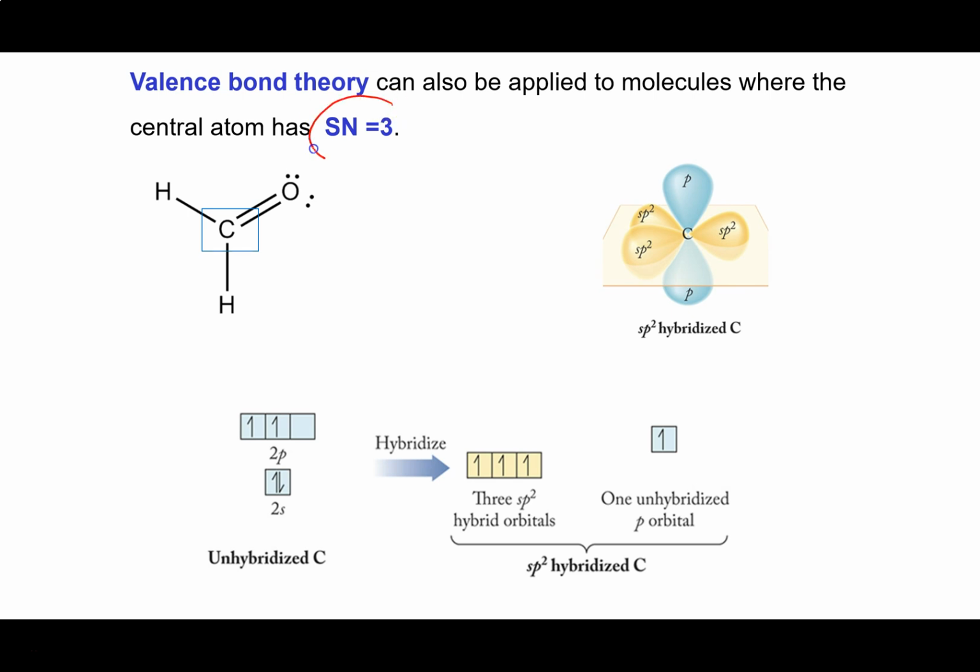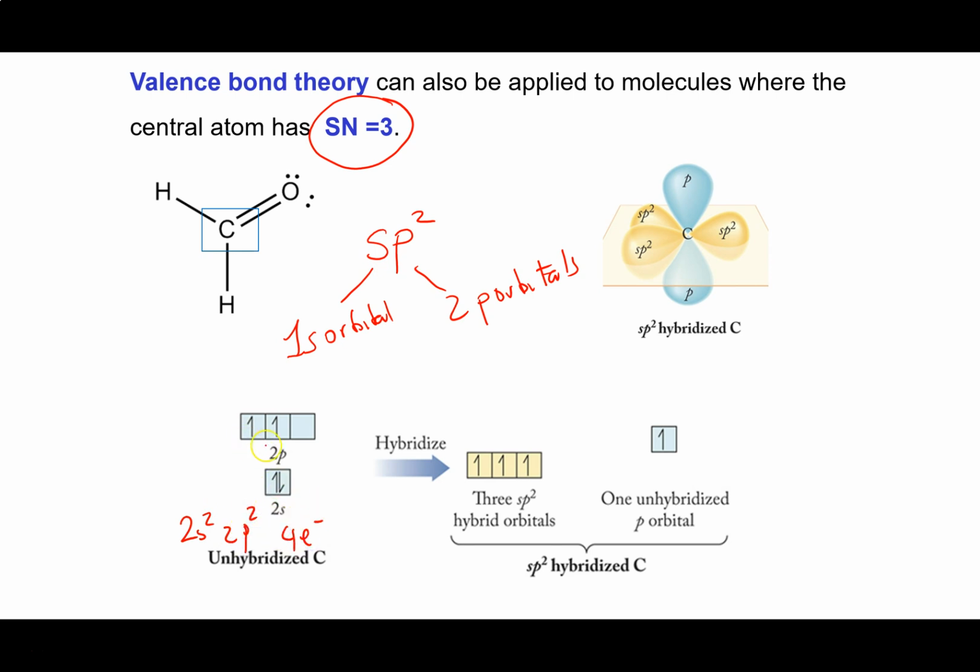Well, if we go to steric number 3, we will have what we call sp2 hybridization. This means we're mixing one s orbital with two p orbitals. So if we look at a carbon molecule, a classic one that has steric number equals 3 is formaldehyde. And carbon still has electron configuration 2s2, 2p2, with 4 valence electrons.